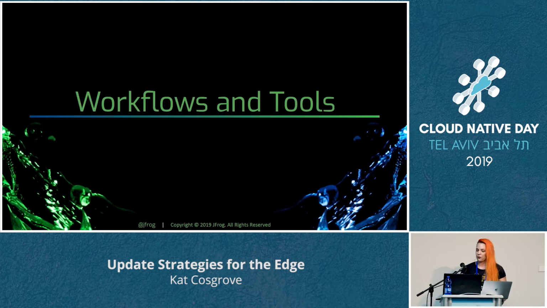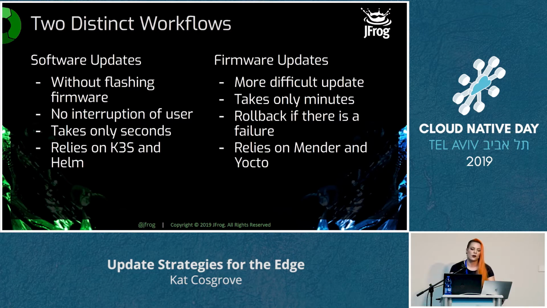So on our workflows and tools, we had two distinct workflows, one for software updates and one for firmware updates. For the software updates, we were updating the apps running on the car without flashing its firmware. It's very quick, it doesn't interrupt the user, and it supports rollbacks. This workflow relied on K3S and Helm. For the firmware updates, it was a little bit more difficult, but it still happens in a few minutes. It still has the ability to automatically roll back if a fault is detected, and it's still relatively low pain for the user. This one relied on Mender and Yocto.